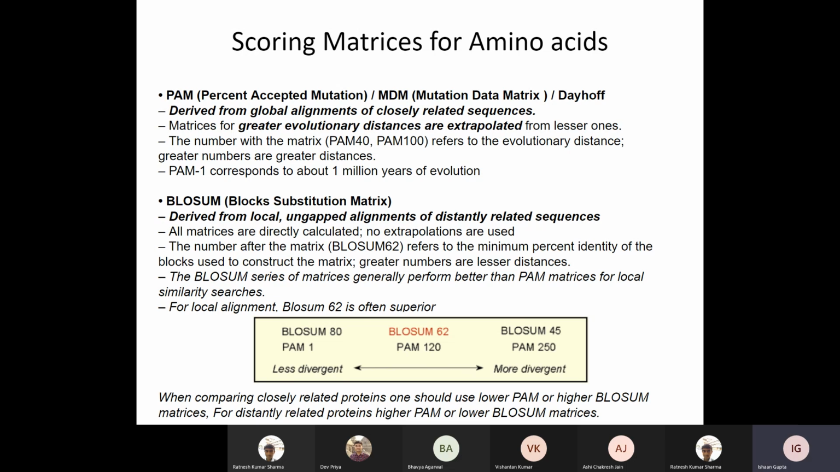All right. So a general tip: when you are comparing closely related proteins and you want to find closely related sequences, you use a lower PAM or a higher BLOSUM matrix for your scoring penalties. And if you want to look at distantly related sequences, you use a higher PAM or a lower BLOSUM, which would tolerate more mutations in the alignment. Is this clear?